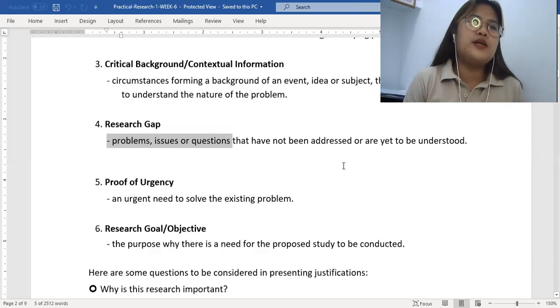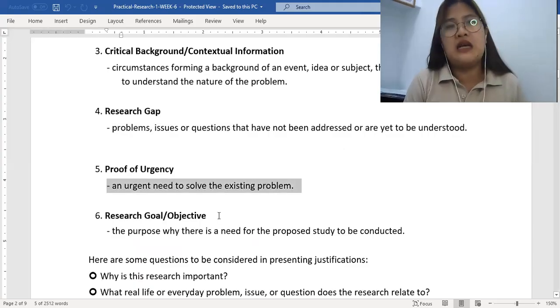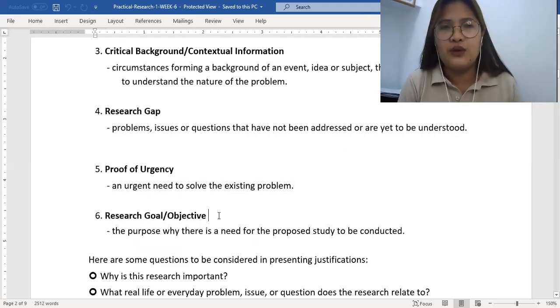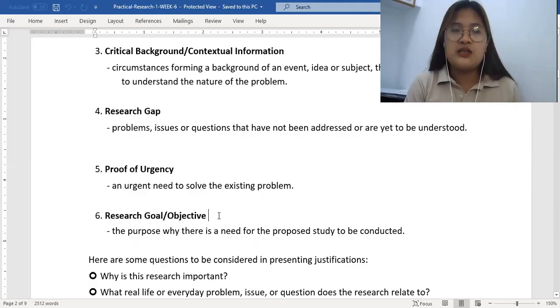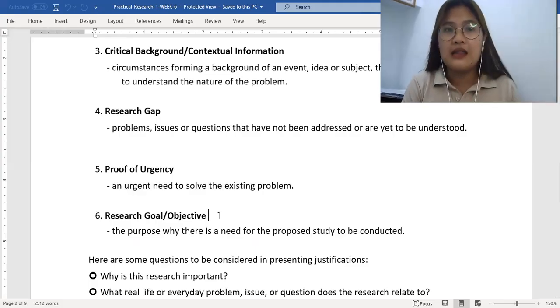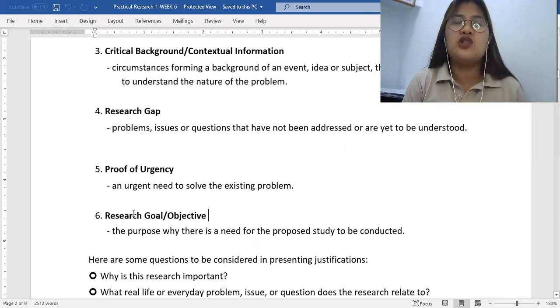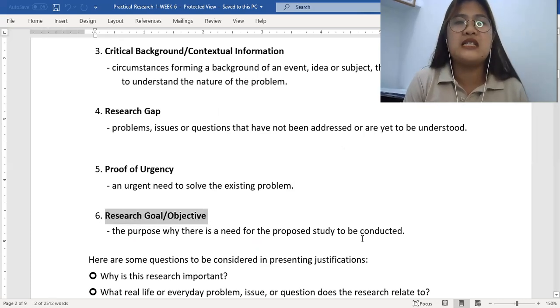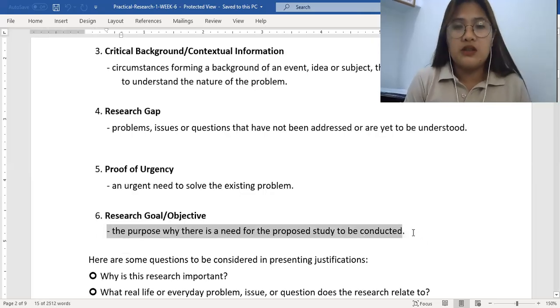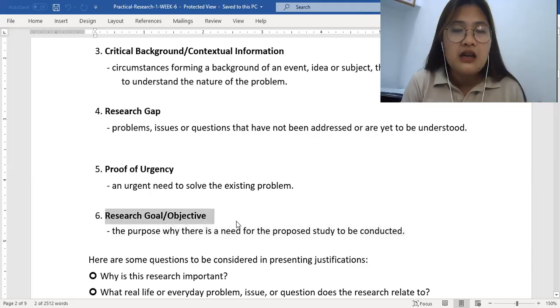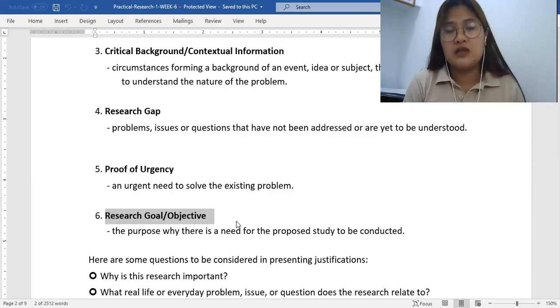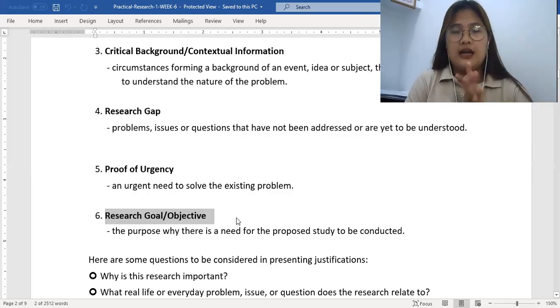Okay? Proof of urgency, okay? It is an urgent need to solve the existing problem. Bakit ba kailangan i-solve to? You have to present the reasons, the valid reasons kung bakit kailangan ma-solve tong problema. Then lastly is the research goal or objective, the purpose why there is the need for the proposed study to be conducted. Okay? Ito, align dapat to sa research title mo, sa statement of the problem or research questions mo. Ganito siya lagi ha.